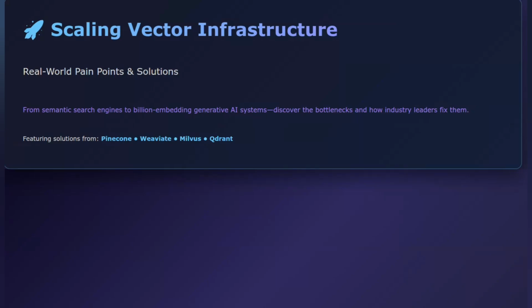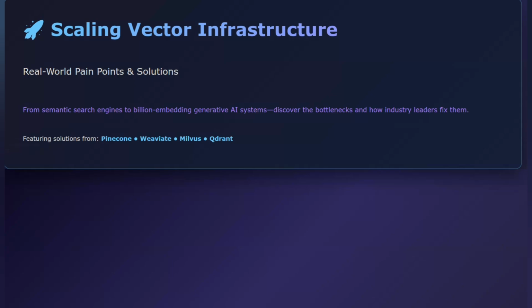If you've watched any of my recent videos, you know AI is all about vectors these days. But here's the real challenge nobody talks about: scaling vector infrastructure at production scale. Whether you're building a semantic search engine processing 10,000 queries per second, a chatbot with long-term memory using retrieval augmented generation, or managing billions of embeddings for enterprise AI, scaling vector databases is not as straightforward as adding more servers.